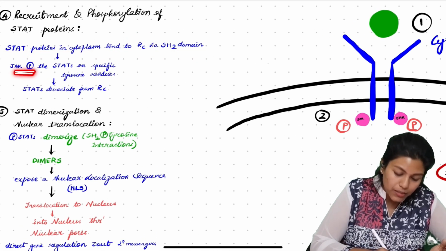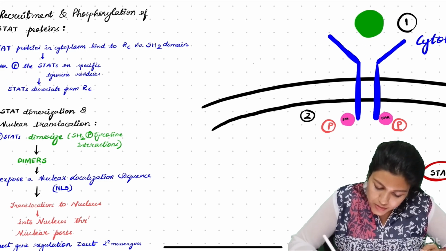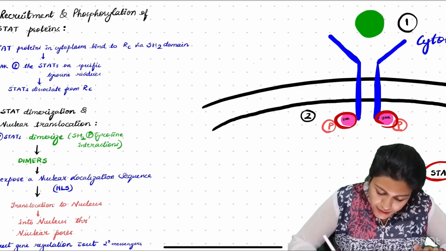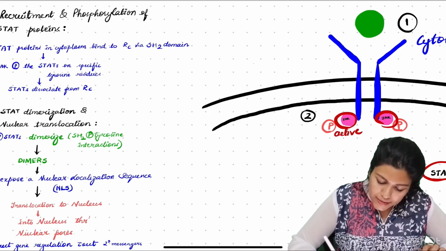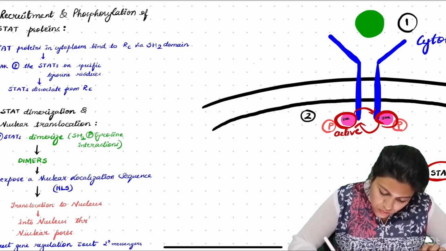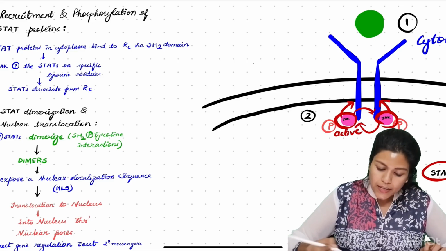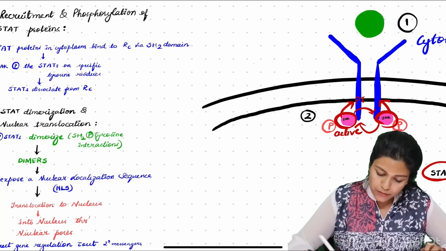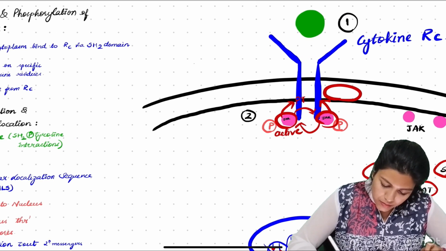Now the JAK, the phosphorylated JAK, is already attached here. This is the JAK. The active JAK is still present. It has phosphorylated each other. It has also phosphorylated the receptor, and because of this phosphotyrosine, STATs have come here. The STAT molecules, they have come here.